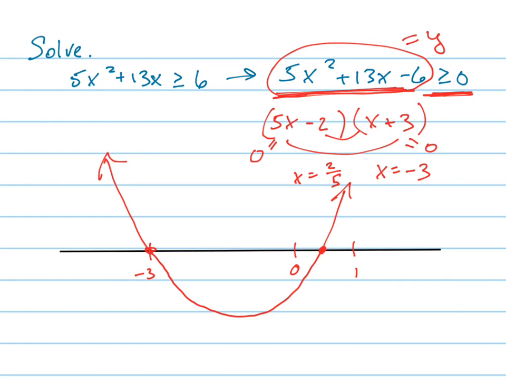All I care about is where it's greater than or equal to 0. And where is this function greater than or equal to 0? All of these values and all of those values. So x can be less than or equal to negative 3, and x can be greater than or equal to 2/5.